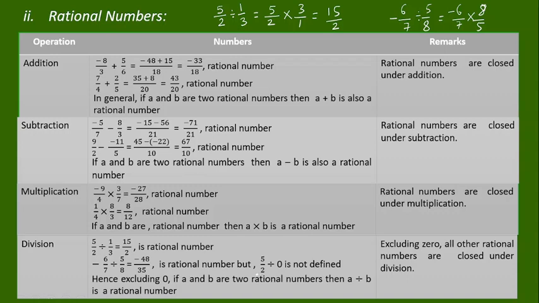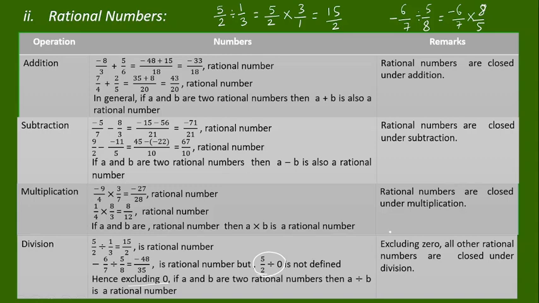But what about 5 by 2 divided by 0? What will you get? So this is not defined. Any rational number divided by 0, or any number divided by 0, that is not defined. Okay. So here we can say that excluding 0, if you do not consider 0, if A and B are two rational numbers, then A divided by B is a rational number. So the remarks are excluding 0, all other rational numbers are closed under division operation.